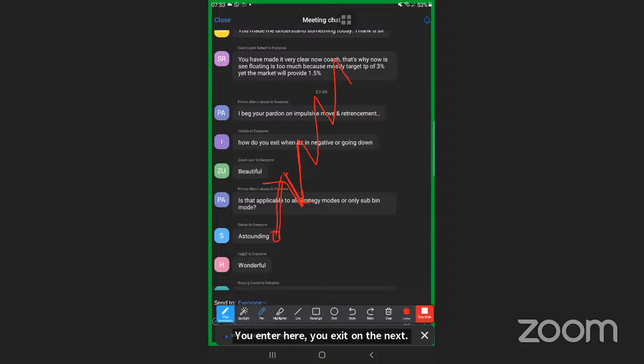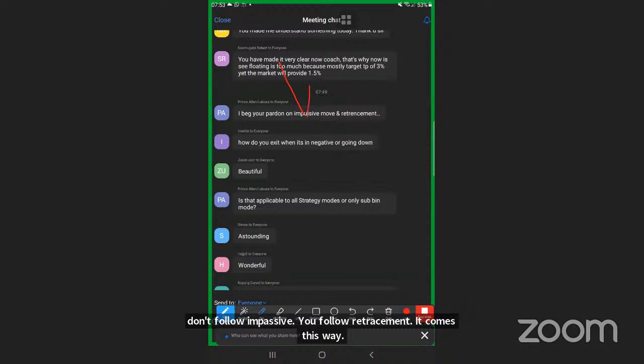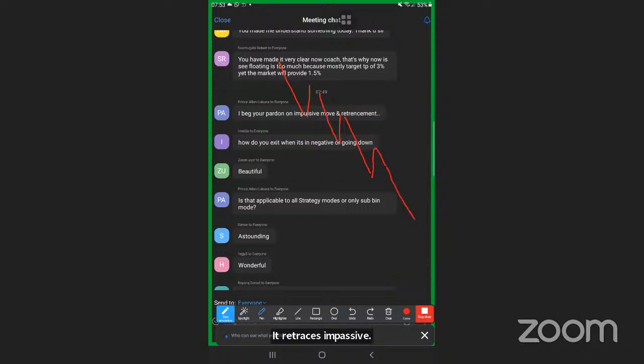Market downward, you don't follow the impulsive, you follow the retracement. It comes this way, this is the impulsive, it retraces. Impulsive, it retraces. Just like that, so you go with the retracement. You enter on the retracement, and when it is going back to the ceiling here, you exit. It comes down, which is impulsive. You enter here, and when it is going back to the ceiling, you exit.